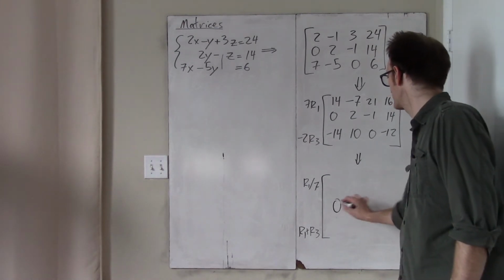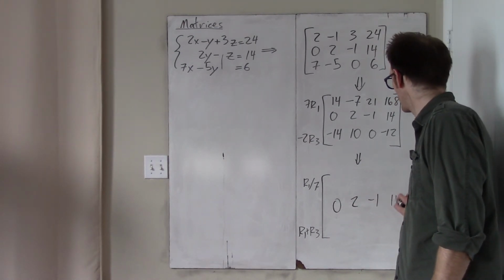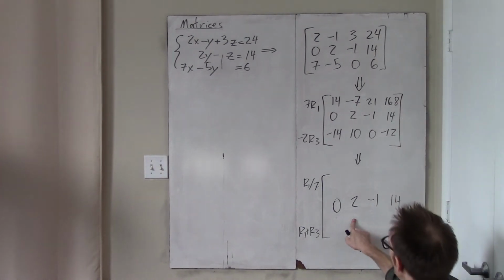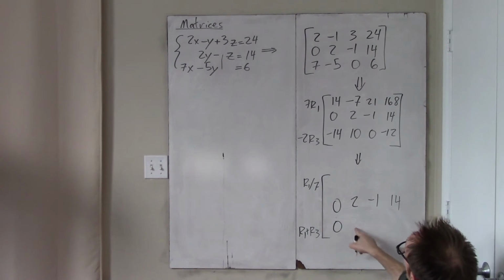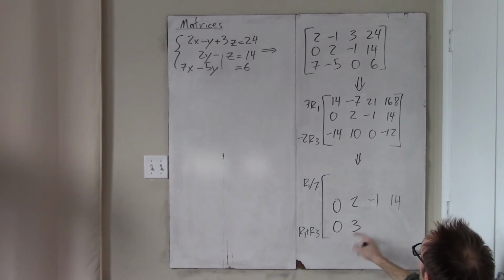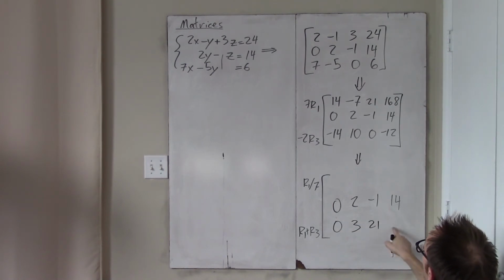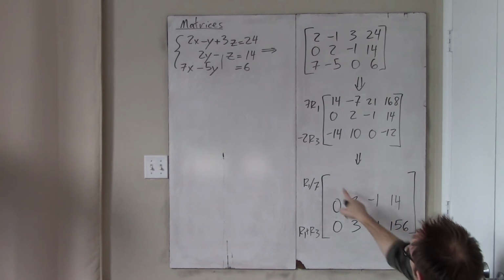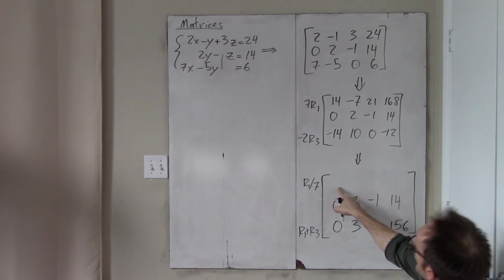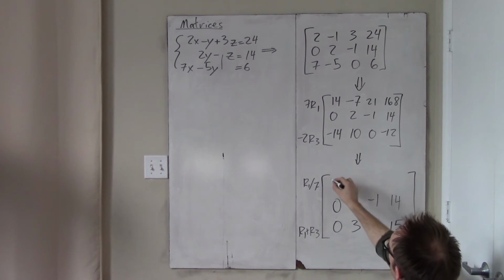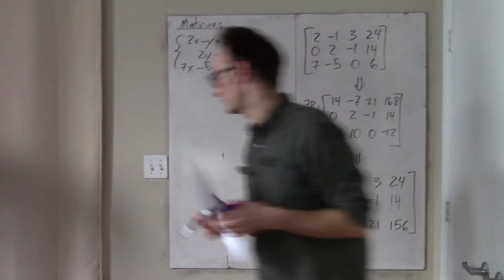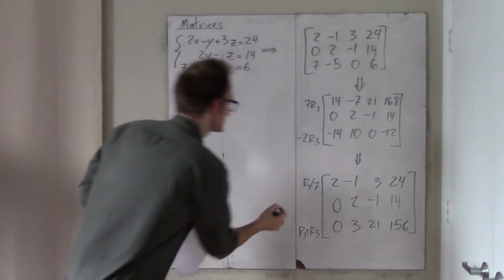So what's going on here is this row is staying the same. Now I'm writing really big for some reason. But this row down here is going to be 0, 3, 21, and 156. And then this row can be shrunk back down again. If you divide through by 7, it's just back to 2, -1, 3, 24. Okay, and I think you will agree that we made progress.